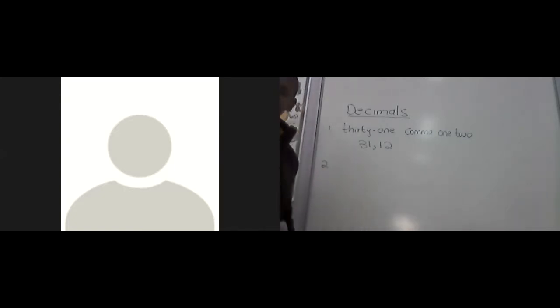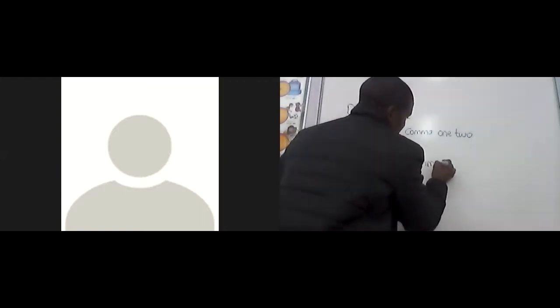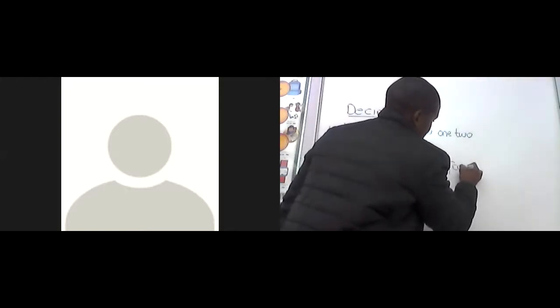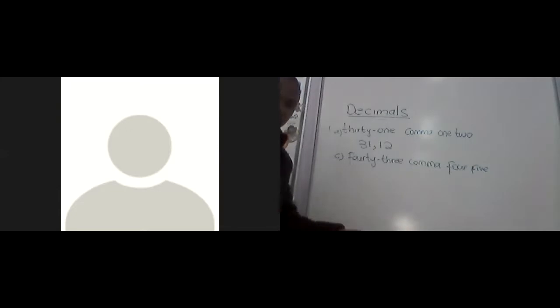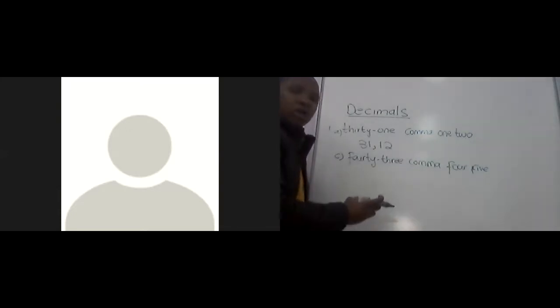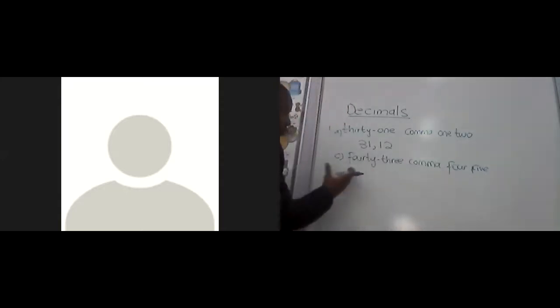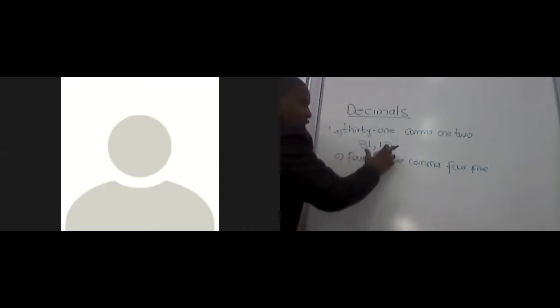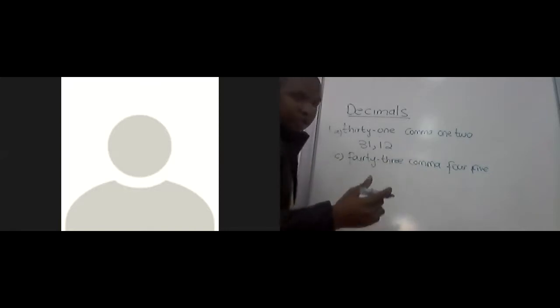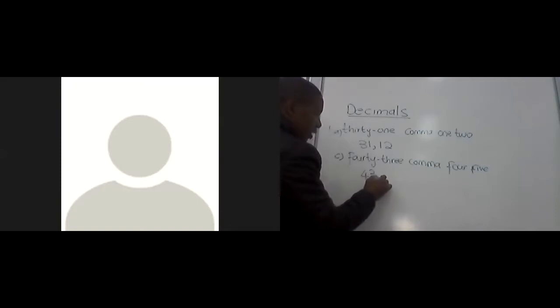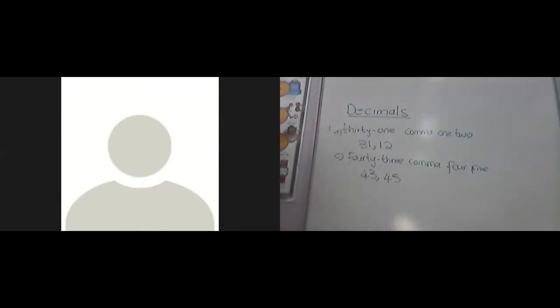Now another example. So this will be C: 43,45. 43, comma, 45. You also realize that the numbers that come after the comma, we don't pronounce as whole numbers like we do before the comma. So here it's 31, 12, not thirty-one twelve. We say 43, 45, not forty-five. And how we write this would be 43,45.